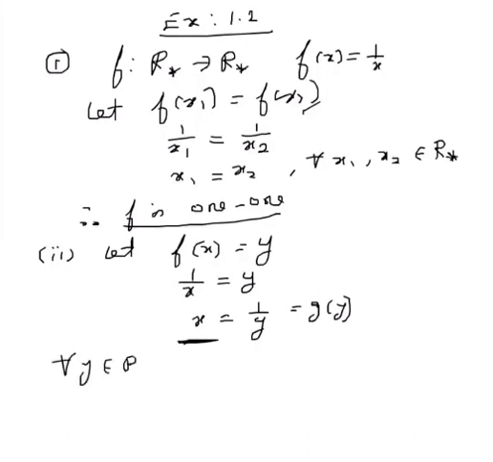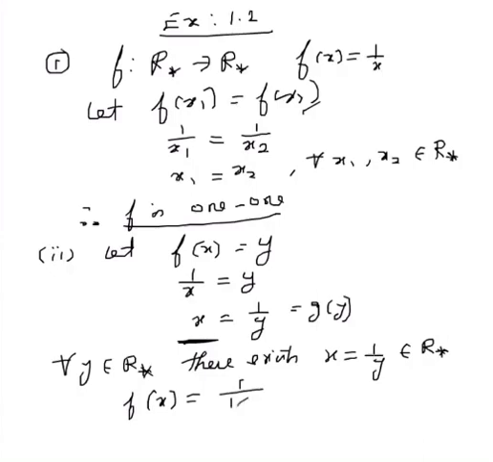So for all y belonging to the second set, the codomain, which is also R star, there exists, this is the symbol for there exists, or we may write in words, there exists x which is equal to 1 by y belonging to the first set R star, and f of x is equal to, let us calculate, f of x is 1 by x, our x is 1 by y, which becomes y. Therefore, I can conclude that f is onto.